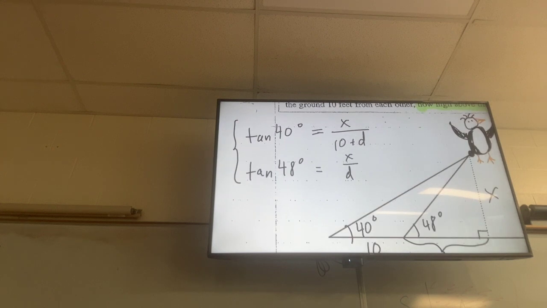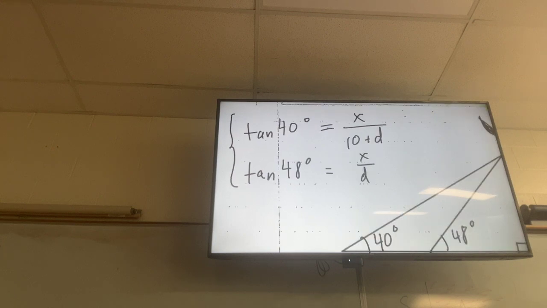So what's my strategy going to be? I'm going to solve the bottom equation right here for D real quick, and then sub it in for D right here. So, solve this for D, sub it in for D right there, okay?